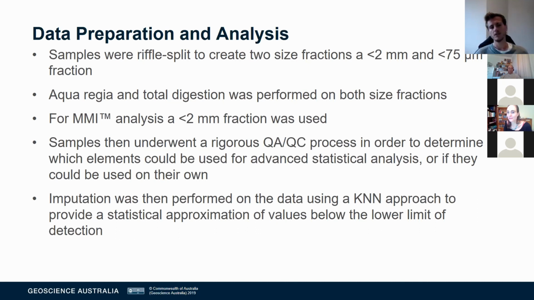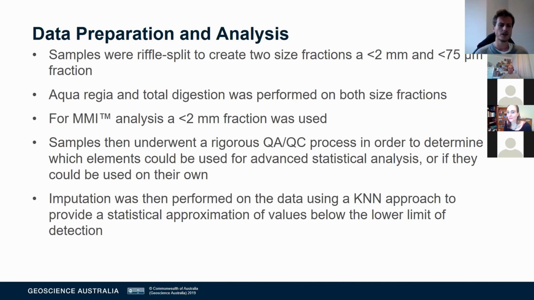Following on from this, we undertook rigorous QA/QC in order to determine, firstly, which elements could be used in combination for more advanced statistical analysis, and secondly, whether each element could be viewed individually. The data is available in both the raw form as well as the QA/QC dataset form. So if you don't want to do your own QA/QC, and you want to just read the report to find out what we've done and what cutoffs we used, you can also just download that QA/QC version of the data.